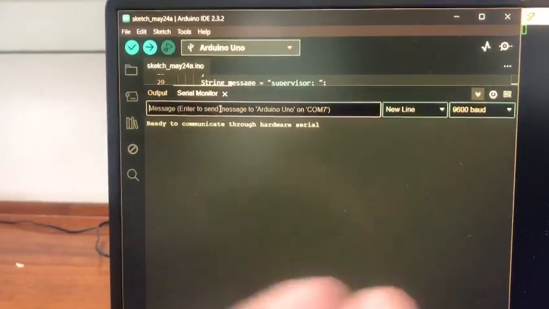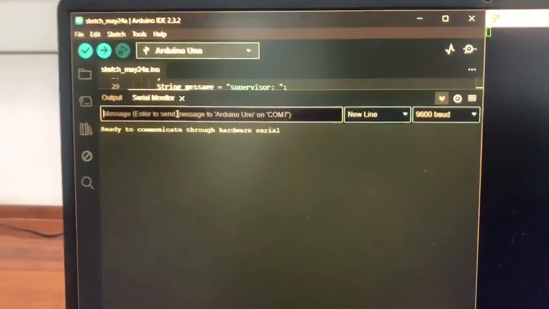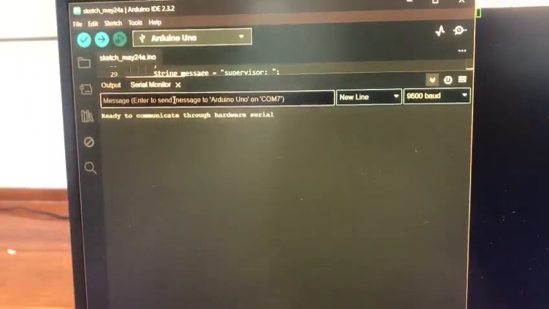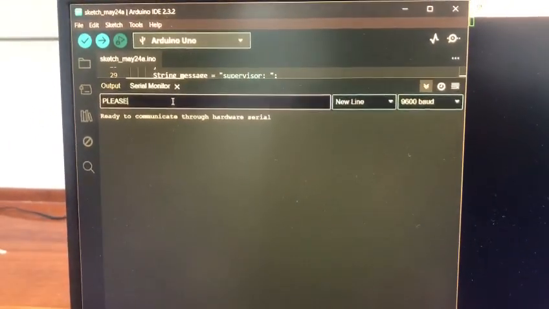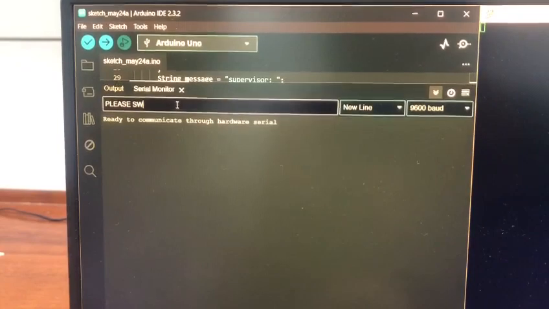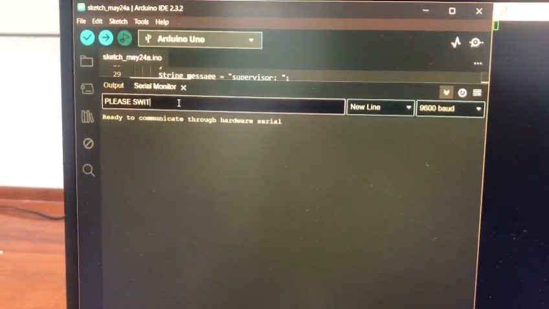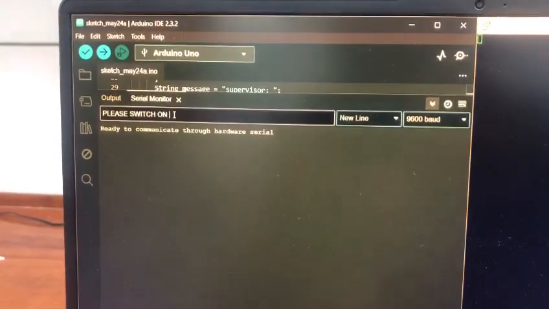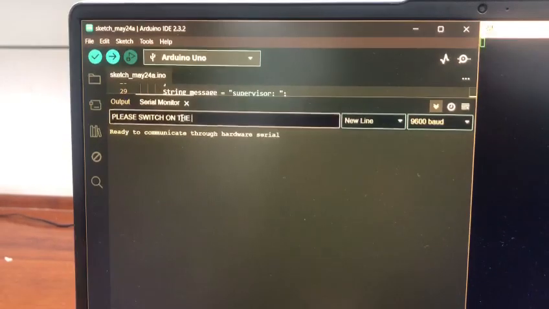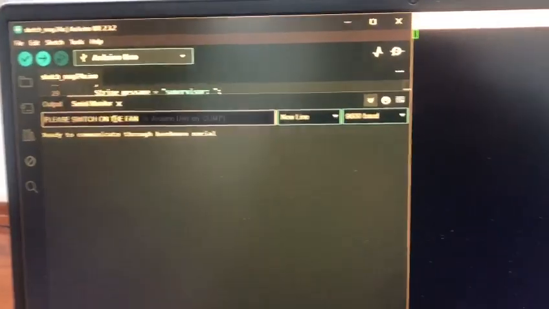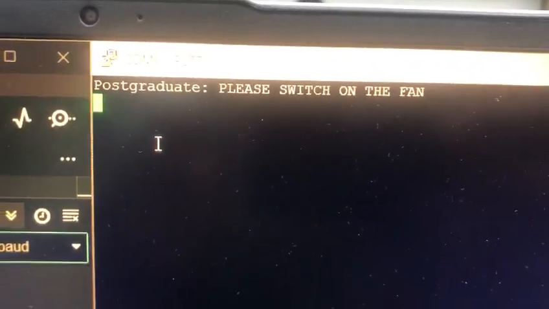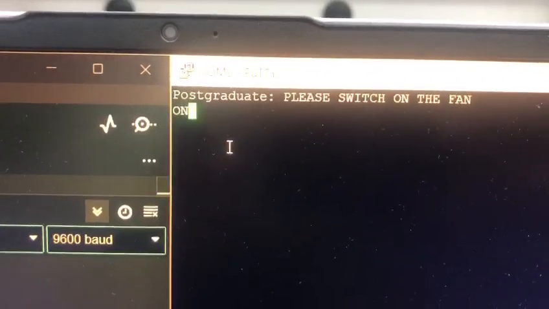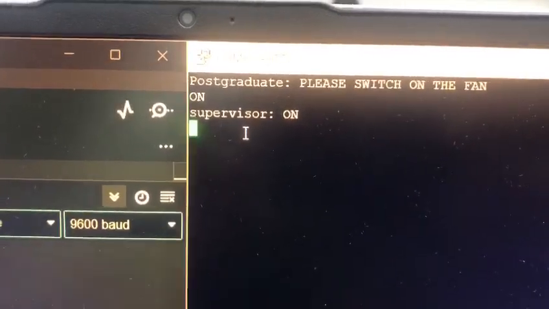Meaning when we switch on here, let's say there's a communication between a postgrad here and a supervisor on the other room. Let's pretend the student is feeling cold, he wants the fan on. We say, please switch on the fan, and then the postgrad is asking the supervisor to switch on the fan, and the supervisor does switch on the fan.